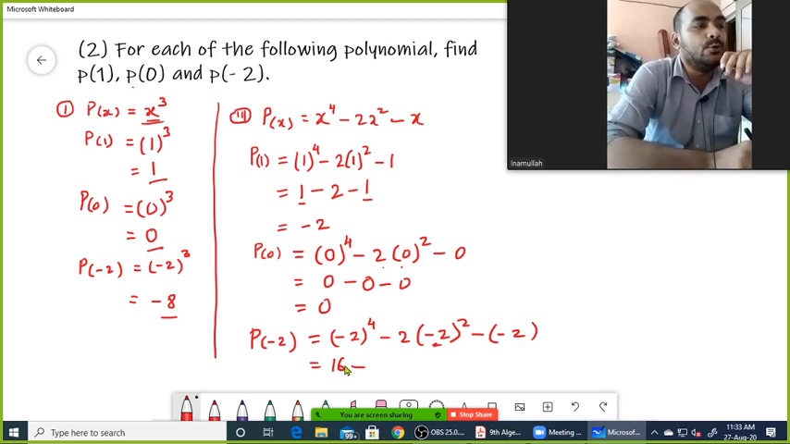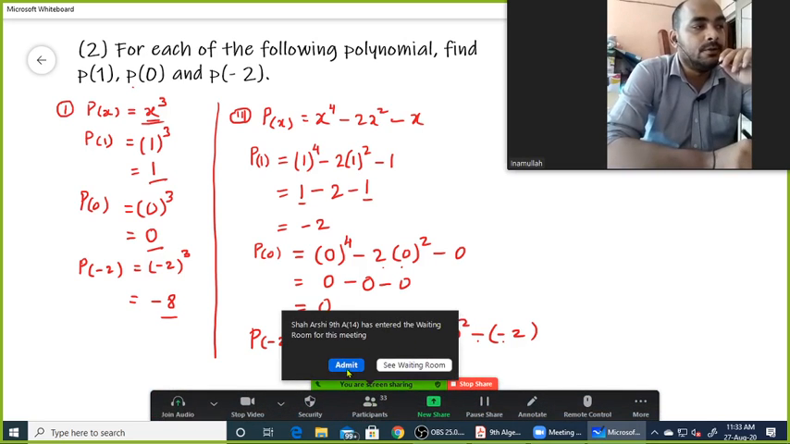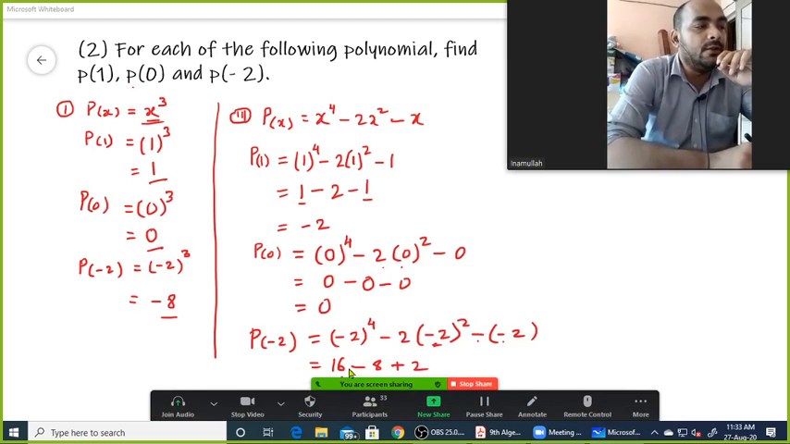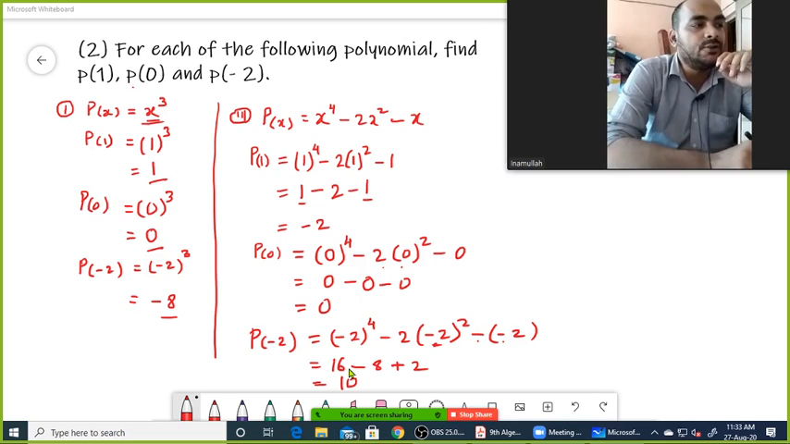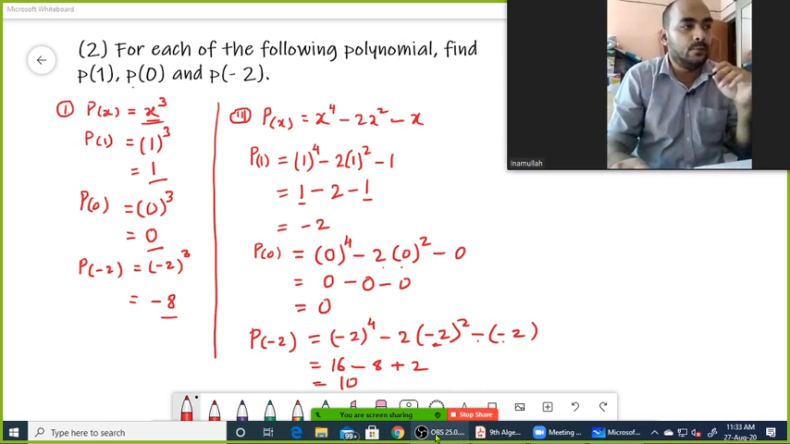This would be positive 4, and this is negative 2. So 4 twos are 8. And then we have negative negative, so it will become positive 2. So 16 minus 8 plus 2. So 16 plus 2 is 18, then subtract 8 from 18. So you will get 10. So the value of the polynomial when x is minus 2 is 10. So this way we can solve question number 1 and 3.